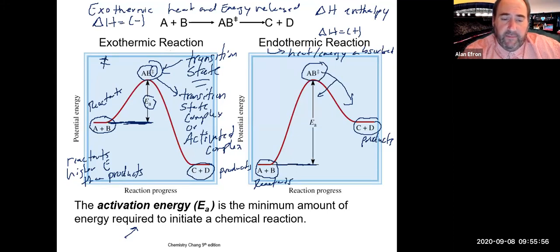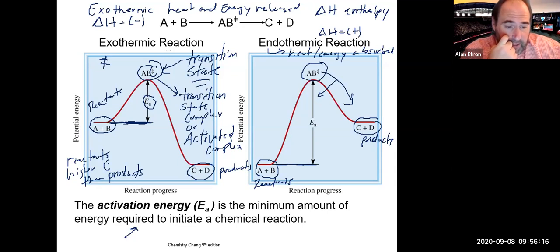Activation energy is always positive, as you can see here. It's an endothermic type of situation, so it always should be a positive number. Again, energy is being put in to get to the other side. So when we do calculate things like activation energy, it should typically be a positive value.